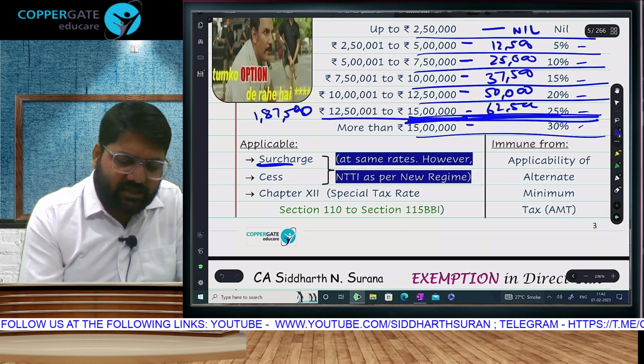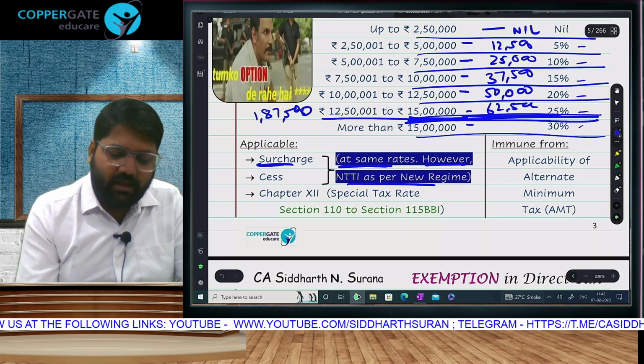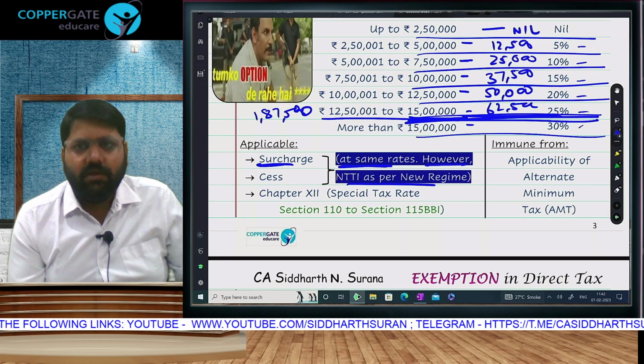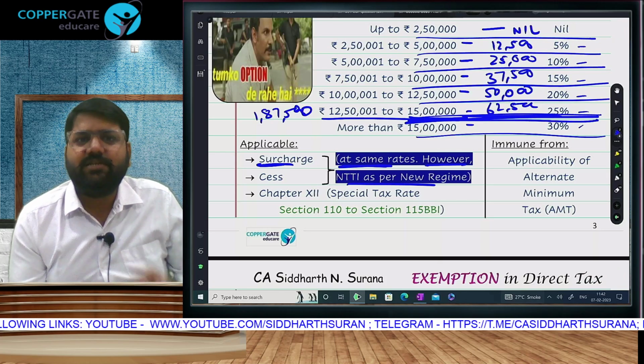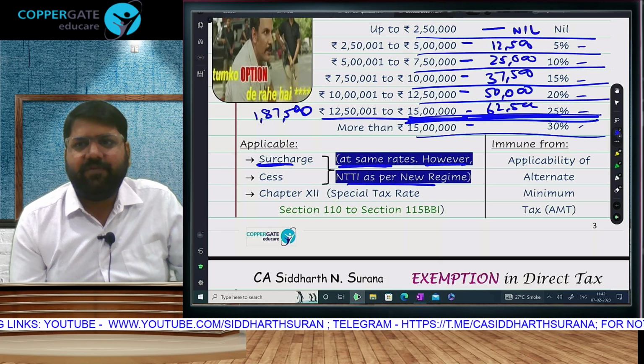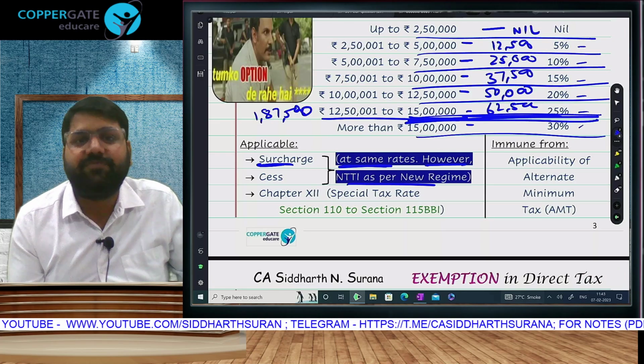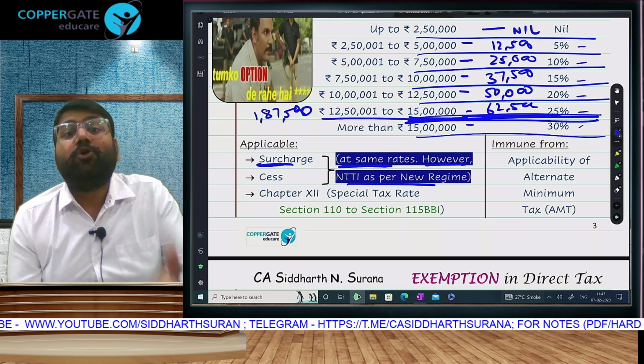The good thing is that surcharge will come at the same rates, but obviously NTTI has to be calculated as per the new regime. What is the main feature of the new regime? That you have to forego certain tax benefits, certain exemptions and deductions. It is an exemption-free, deduction-free regime. So your income will increase.